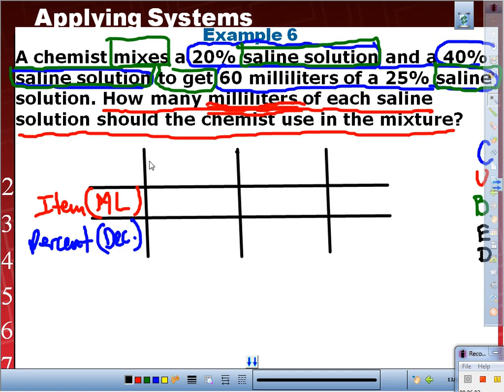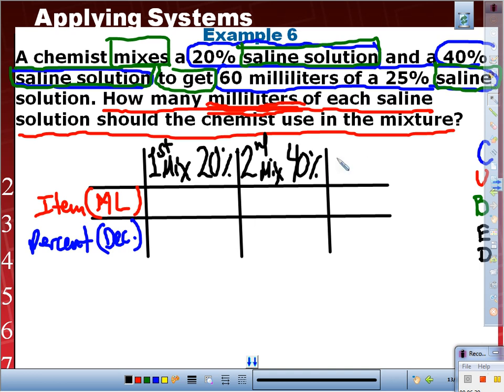So we're going to label this first column first mix. And what is the percentage for that one? 20%. So label it here, 20%. Okay? So what do we label the next one? Second mix. And what is the percent for that? 40%. So what do we label our last column? Total mix. And what is that? 25%. All right.